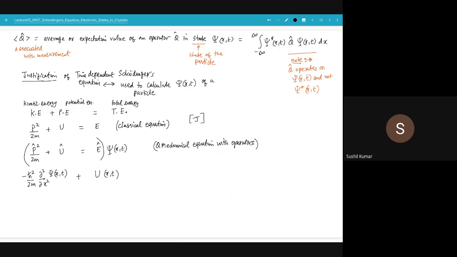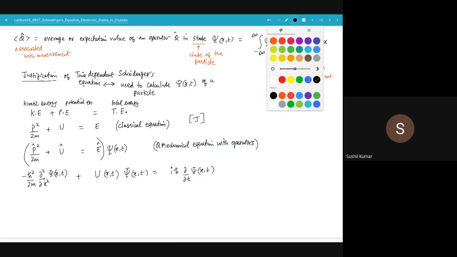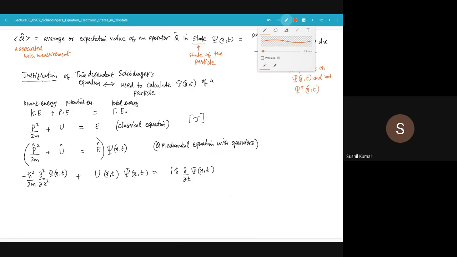Wave function is in 1 over square root of per meter. And here I have the wave function. And here I change with the energy operator, i h bar del over del t, psi of, or the wave function psi of x and t. So this is the time-dependent Schrodinger equation.